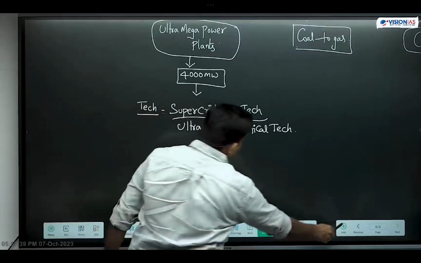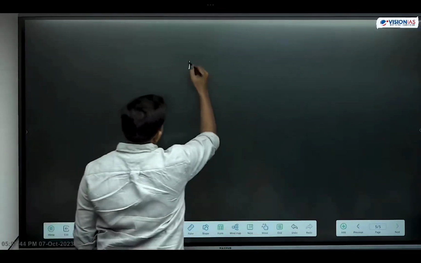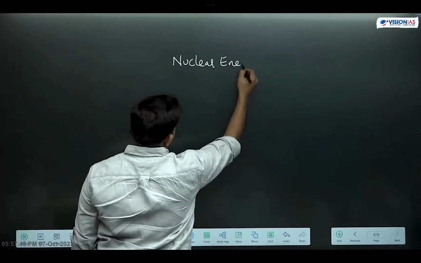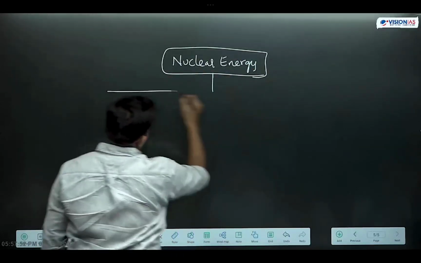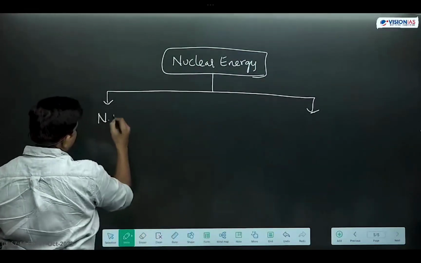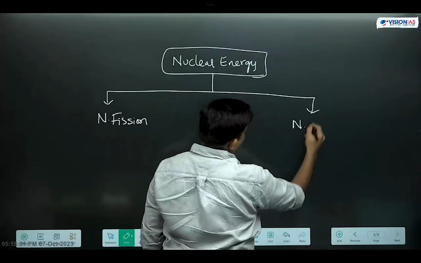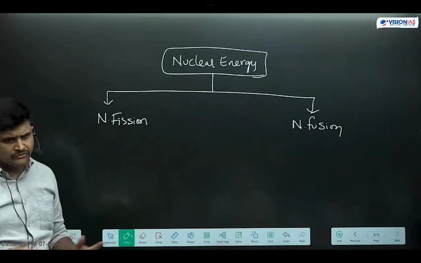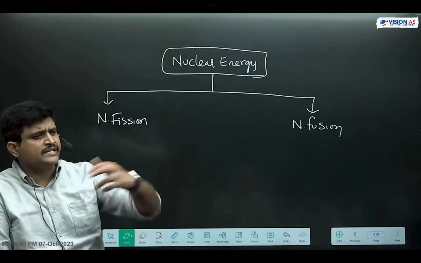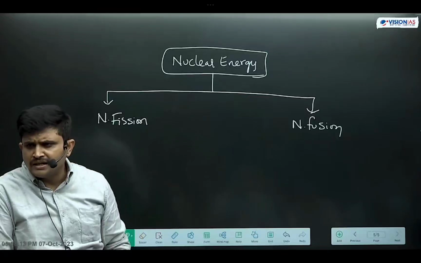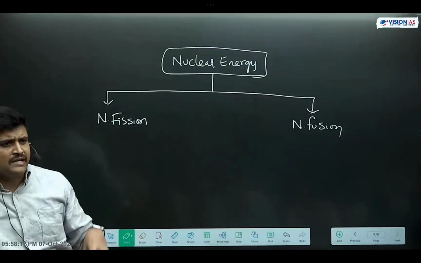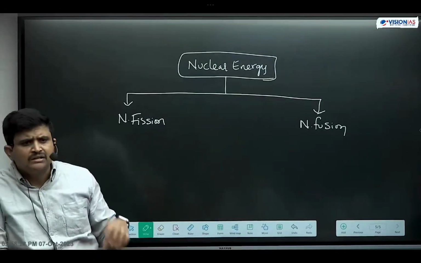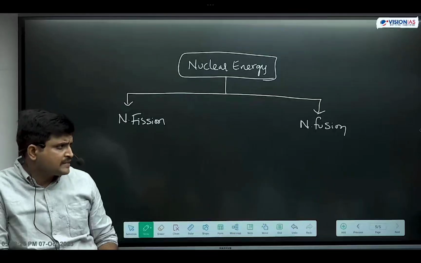Note that nuclear energy is harnessed through two methods. What are the 2 methods of harnessing this nuclear energy? One is fission, nuclear fission, and the next one is fusion, nuclear fusion. Fission means splitting off. Fusion means combination. Where does fusion take place? In the sun and stars. In the sun and stars, the fuel present is hydrogen. 2 hydrogen atoms combine together to form a helium atom. That is what happens in the sun and stars naturally.